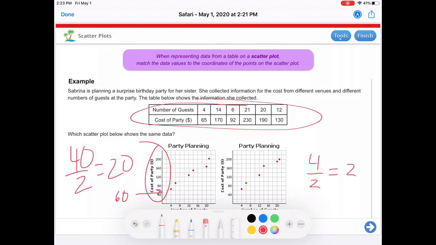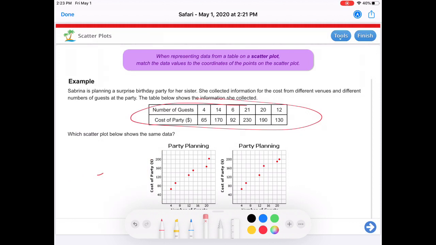So when we're looking at this first point, let me go ahead and erase all this stuff in here so it doesn't get in the way. So we're looking at the first point. We are looking at 4, 65. And this question is asking which scatter plot matches up with the data in the table. So for 4, 65, the number of guests, we go on the horizontal axis over to 4, and then we have to go up to 65. So both of these look like they have that point.